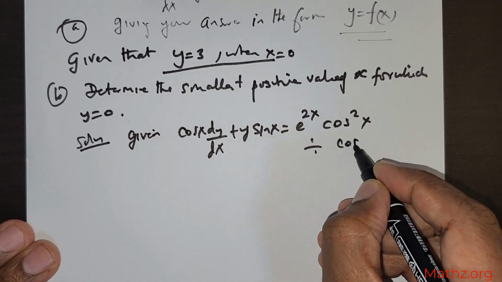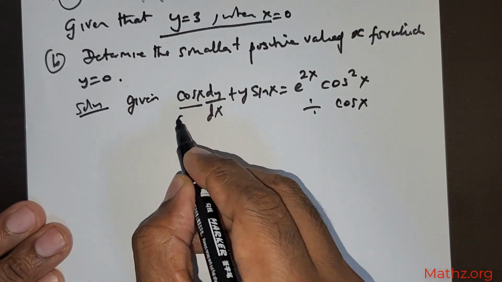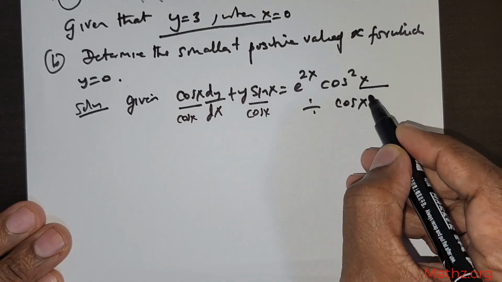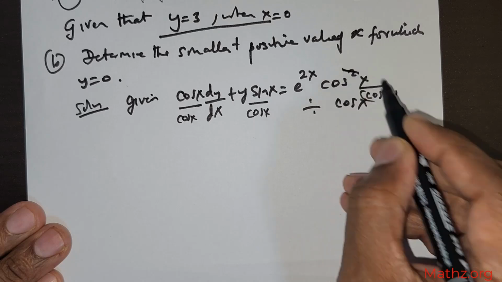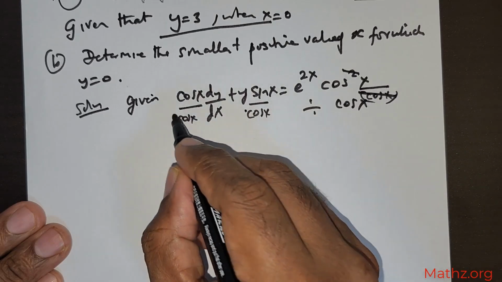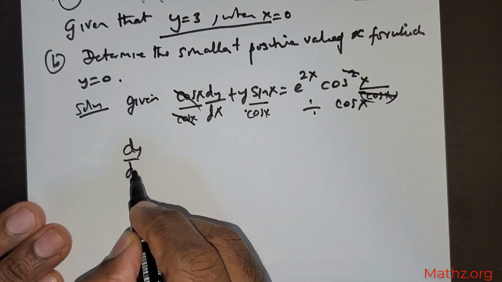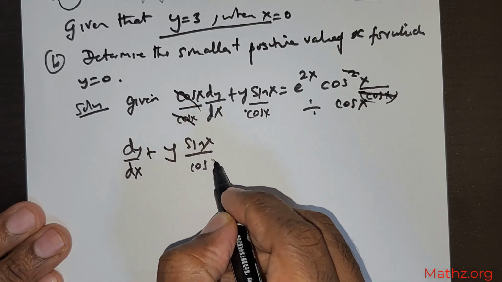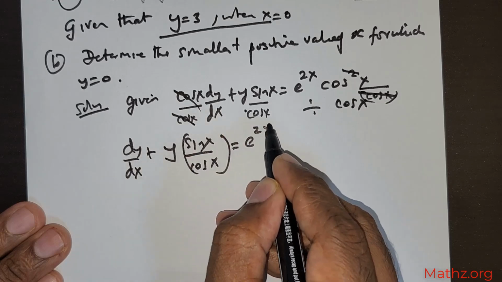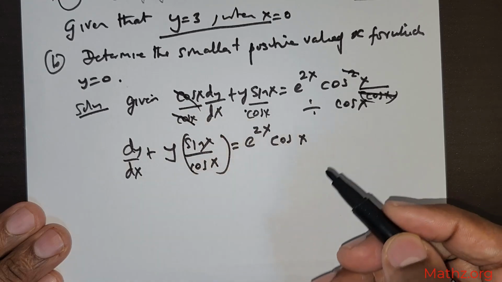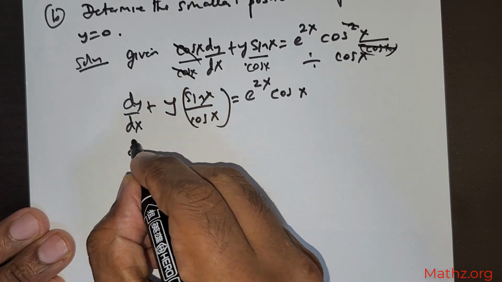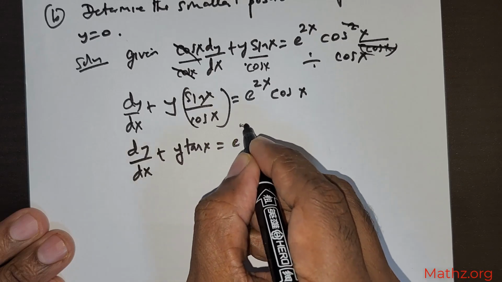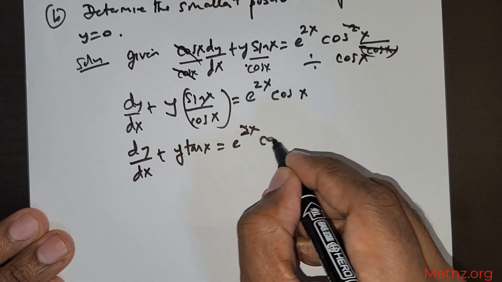I will divide throughout by cos x. So a cos squared and a cos x get cancelled, cos x gets cancelled. We get dy over dx plus y times sin x over cos x is equal to e raised to the power of 2x times cos x. This can be rewritten as dy over dx plus y times tan x is equal to e raised to the power of 2x times cos x.